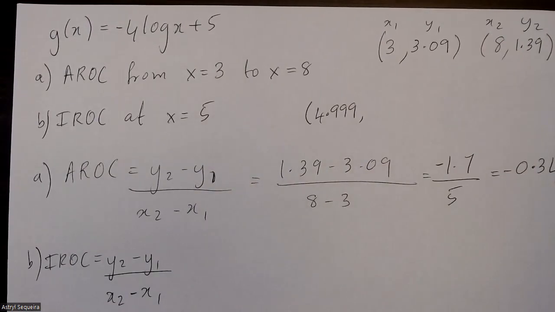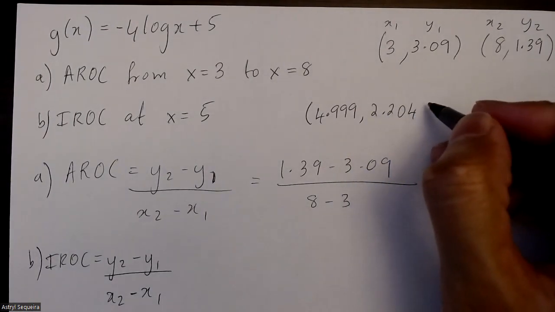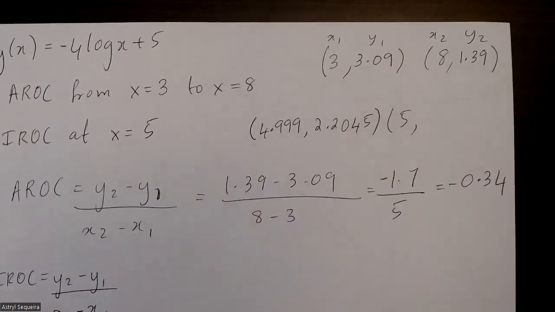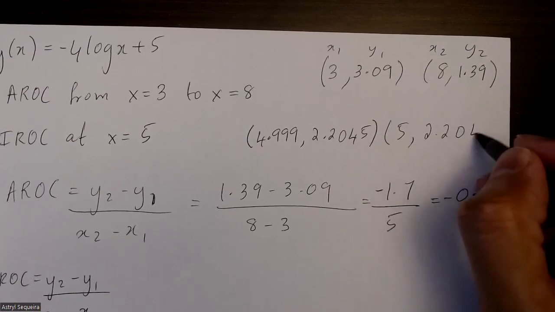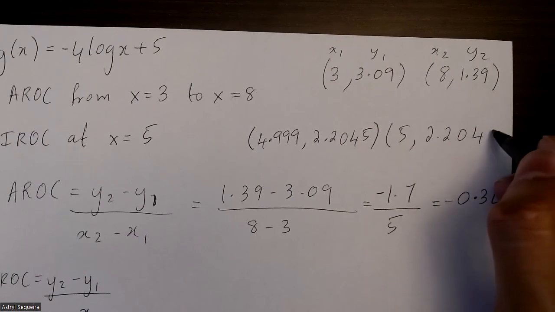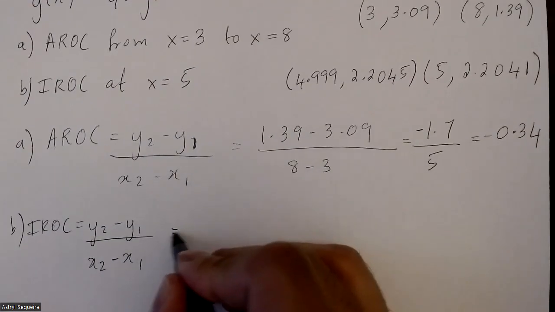So negative 4 log 4.999 plus 5 is 2.2045. You want to take a lot of decimal places here, unlike AROC, just so that you can get a more accurate solution. And let me sub in 5 into the equation now. So if I sub in 5 into the equation, I will get 2.2041. I like to take it to 4 decimal places here. Now I can sub it back into this equation.